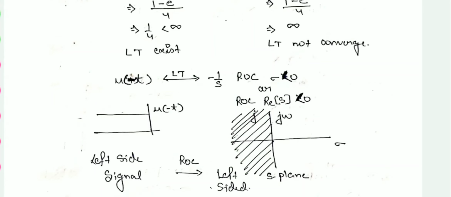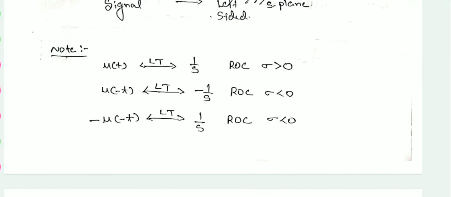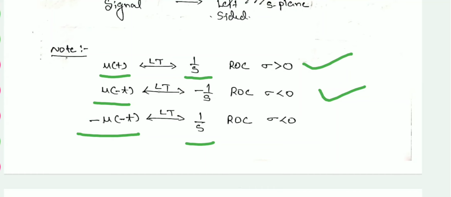Okay, the next topic: when we summarize all of this, first, the Laplace transform of u(t) is 1 upon s and its ROC is sigma greater than 0. Second, the Laplace transform of u(-t), which is a left-sided signal, becomes minus 1 upon s and the ROC is sigma less than 0. And when we transform this minus to the left-sided, then minus u(-t) equals 1 upon s and the ROC is less than 0.